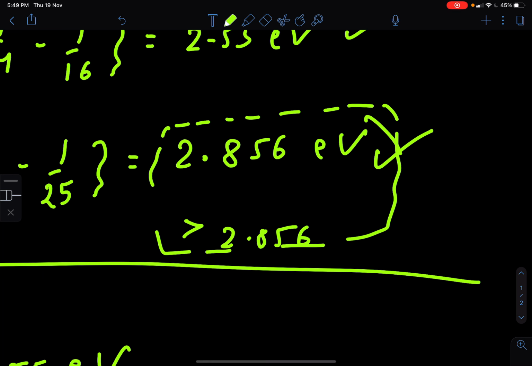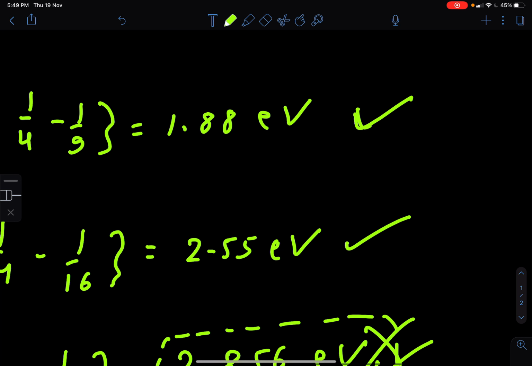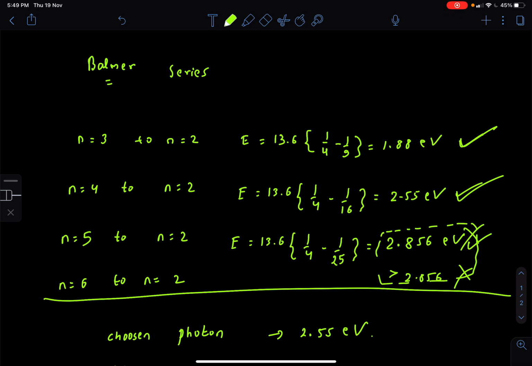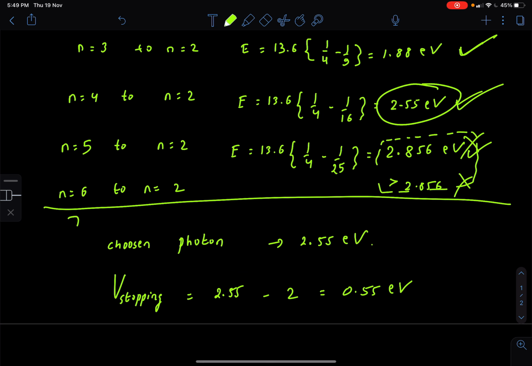This is not allowed. Similarly, this is not allowed. Now this is allowed, this is allowed. So which is the highest energy which is still less than 2.822? It is 2.55. What about from 7 to 2, from 8 to 2? Those will have energy still higher than 2.822. So those are also not allowed by the filter. So only 2.55 is the highest possible energy, still less than 2.822.